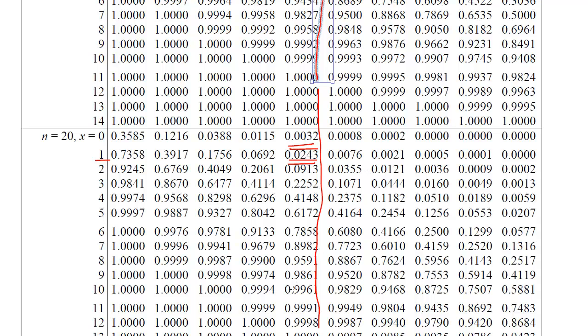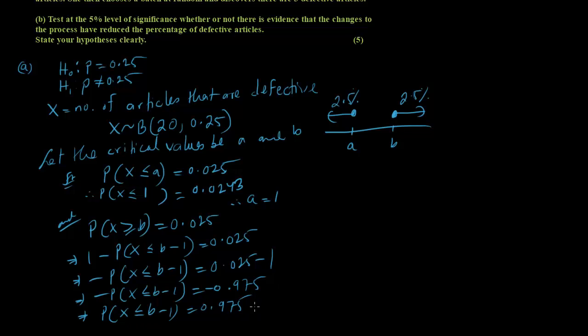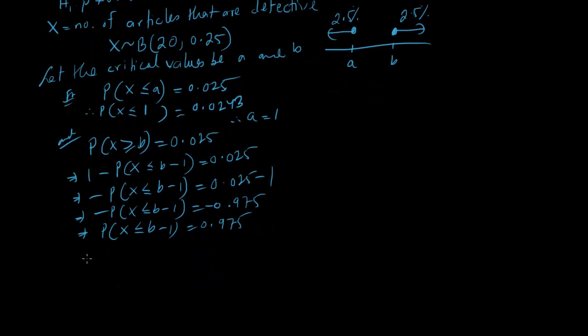So we're looking for 0.975. Closest to 0.975 has to be this one. This is 0.9861 and this is 0.99. So 0.975 has to be this one, 9, 0.9861. So b minus 1 equals 9, therefore b equals 10.